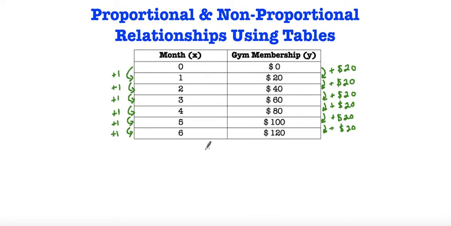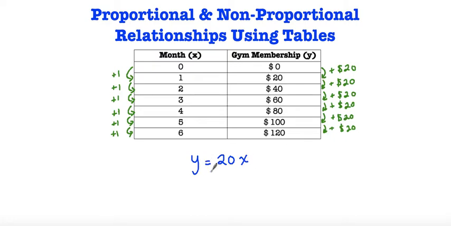So we know that we pay $20 a month, and we could represent that using an equation. And that equation would be y equals 20x. What this represents is, since we're paying $20 a month and X is the number of months, if we want to find the gym membership for any number of months, we would only have to substitute the X. So if I wanted to know after 4 months, y would equal 20 times 4. And so we could find the gym membership for any number of months.